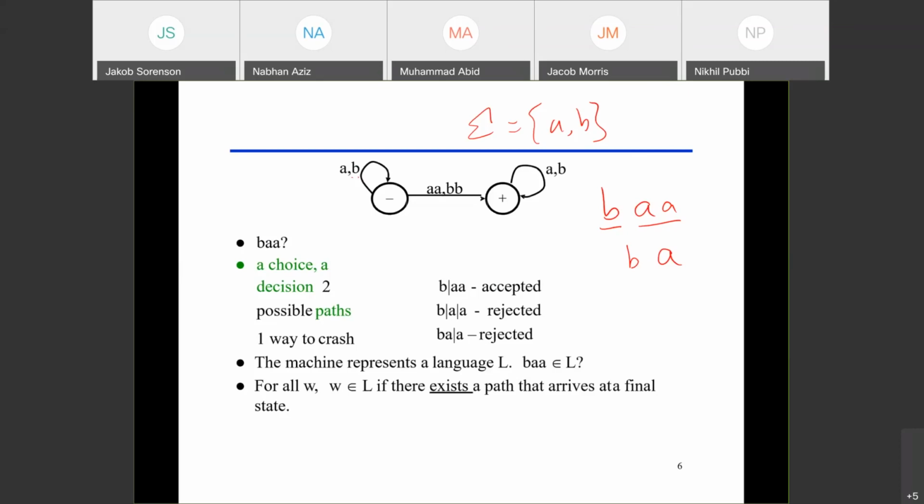So what does it mean? Is it accepted or rejected? Accepted. If BAA is accepted, BA is also accepted. Both words are accepted, or is one right and one wrong? Or is BA one word, or two separate letters? I'm saying B as a separate input and A as a separate input. It should be accepted. It would just stay in the initial state.